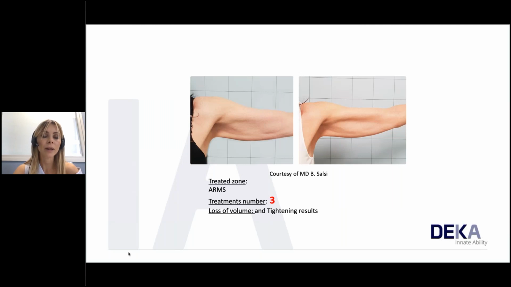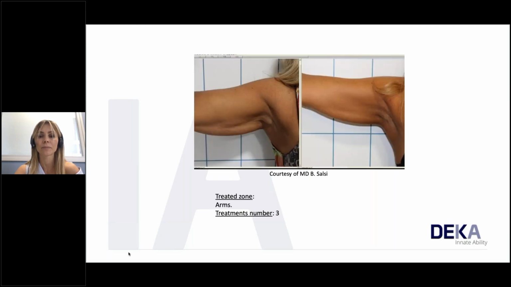Another area that can be treated using Onda is the arm. We normally use the shallow end piece. The treatment normally are rescheduled after 3 weeks. And you can see from the picture, we had a good tightening effect even after 3 treatment sessions.